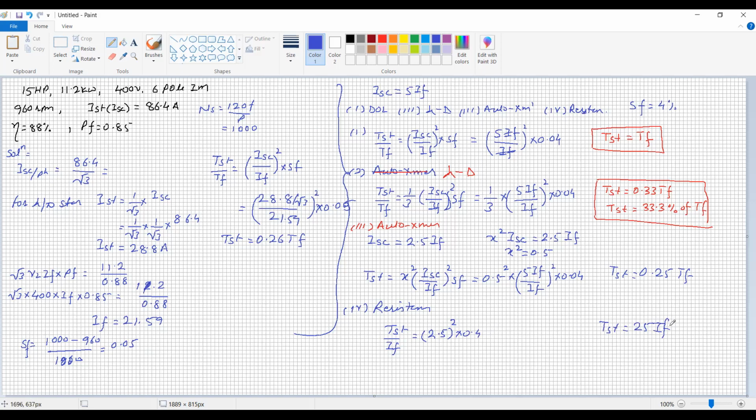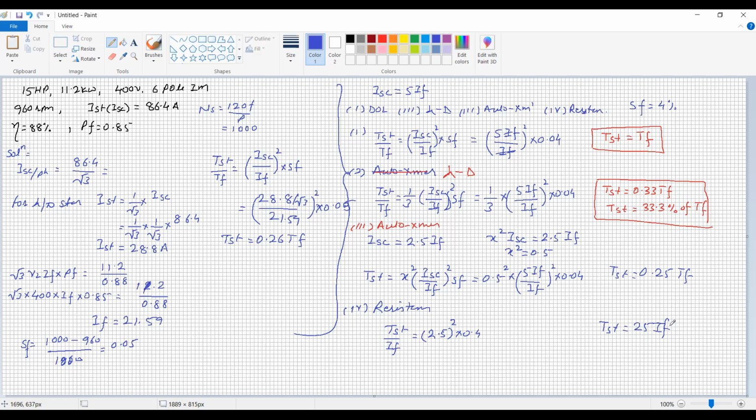So we conclude that the starting torque obtained by direct online starter is always higher than by any other method. If the same motor is started by star delta starter, the starting torque is reduced by 1/3. When it is started by resistance starting, it is reduced by the percentage of the limiting current. And by auto transformer, whatever the tapping calculated by auto transformer setting, it is reduced by the same percentage.